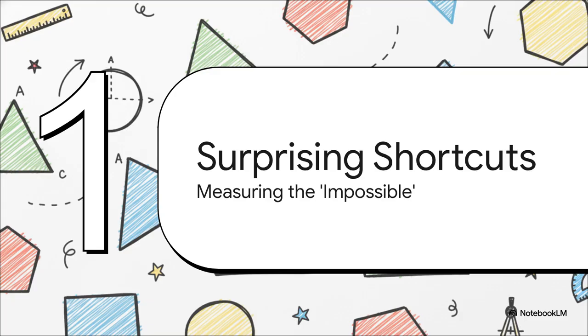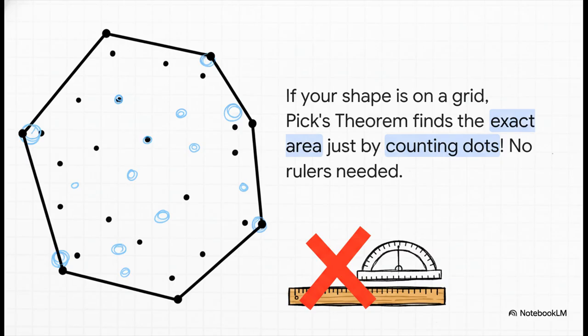But what about those really messy, irregular shapes we saw at the beginning? The ones that don't have an inradius? Surely there's no easy way to measure those. Or is there? Our first shortcut is for any shape you can draw on a grid. And honestly, it feels like magic. It's called Pick's theorem, and it lets you find the exact area of a shape just by counting dots. Seriously. No rulers, no protractors, just simple counting.